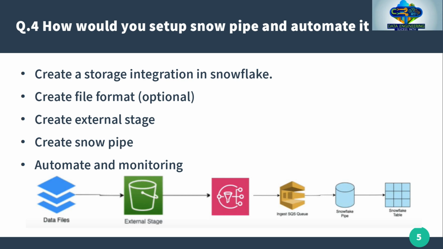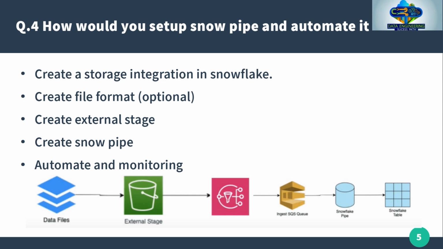Snowpipe allows you to load data efficiently from cloud storage like Amazon S3, Google Cloud Storage, or Azure Blob Storage into Snowflake tables in near real time. So first of all, we need to create a storage integration. A storage integration object in Snowflake provides a secure way for Snowflake to access your S3 bucket without storing AWS credentials in Snowflake.